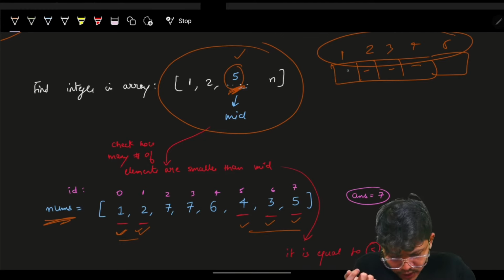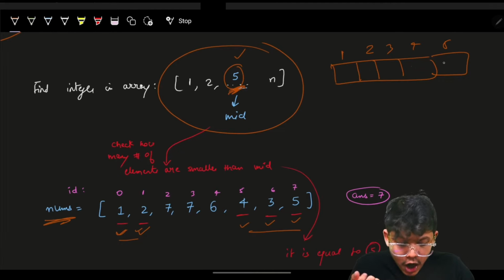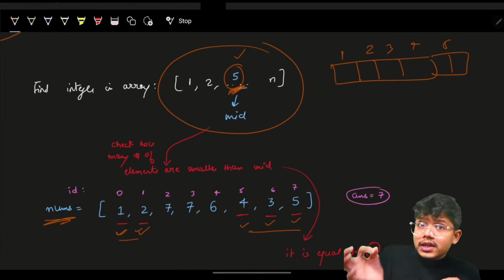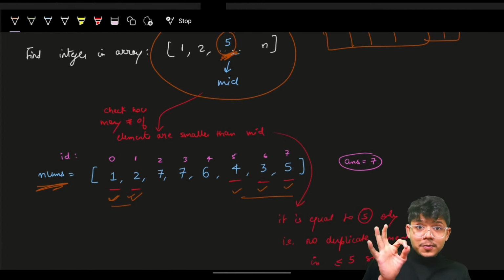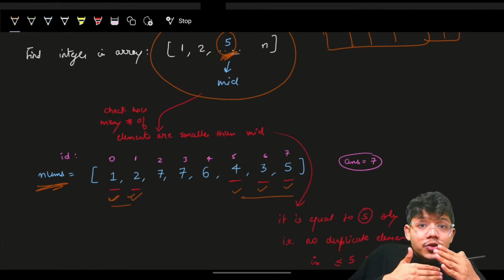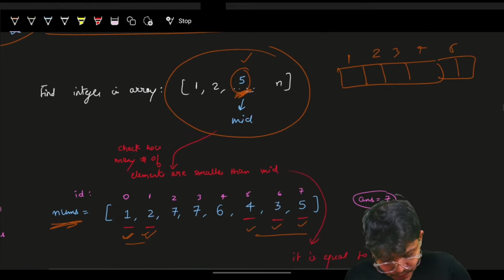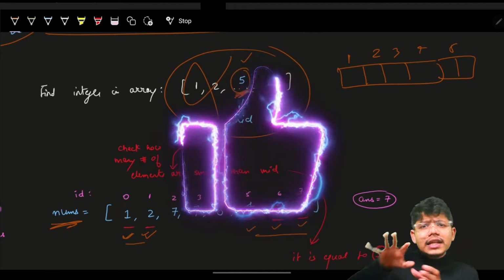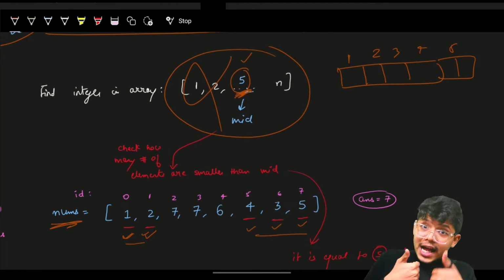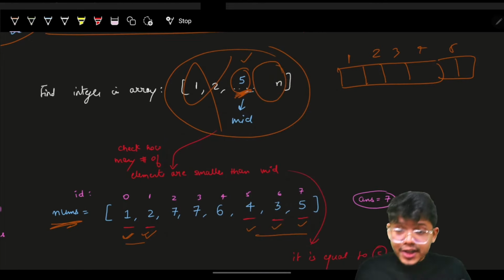So I am just figuring out how many elements are smaller than 5. And I got 5 elements which are actually smaller than 5. So okay, which means the repeating element is actually more than 5. So I will discard this left range because I know for sure that all the elements on the left side are unique. The repeating element is actually on the right side.